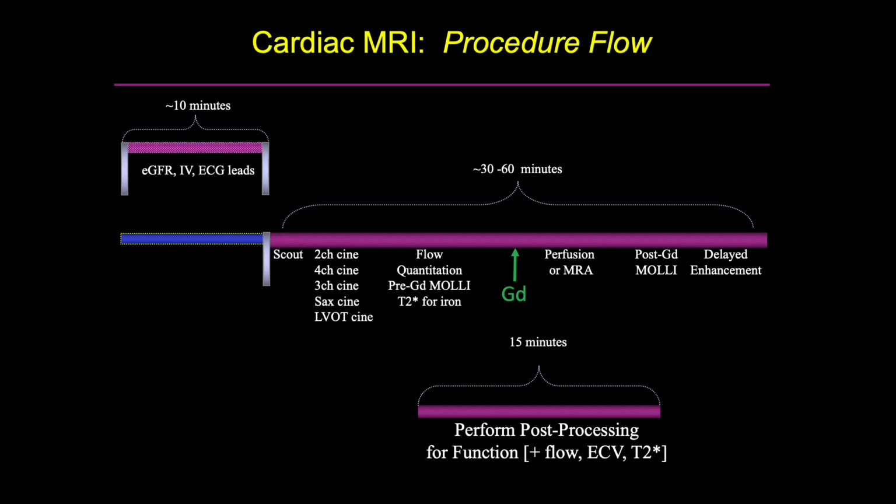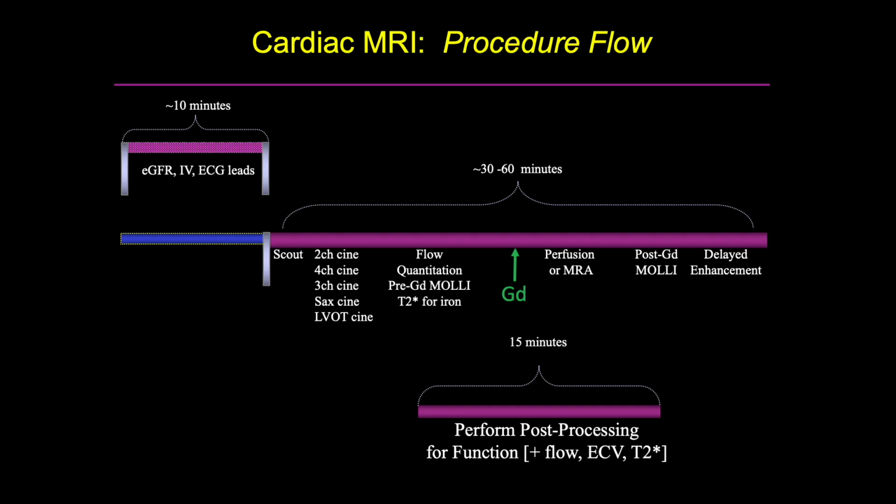We will usually do flow quantification through the aortic root and main pulmonary artery, which is helpful not just for measuring QP-QS ratio, but also for various types of valvular disease to measure regurgitation. We are increasingly doing pre-contrast measurements of T1 using acquisition techniques such as MOLLI, as well as T2 star and/or T2 measurements. We then give gadolinium, and this can be either done as a dynamic perfusion study to look at myocardial perfusion, or we can look at the great vessels if that's of interest.